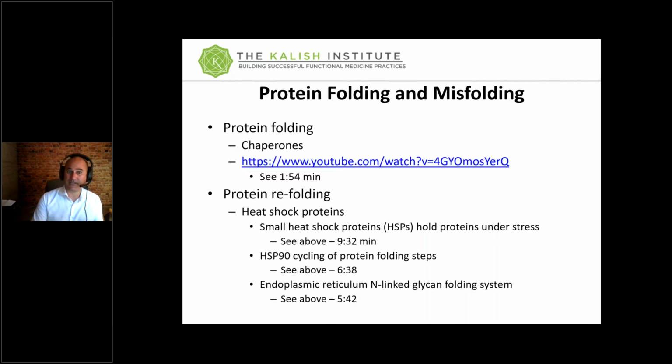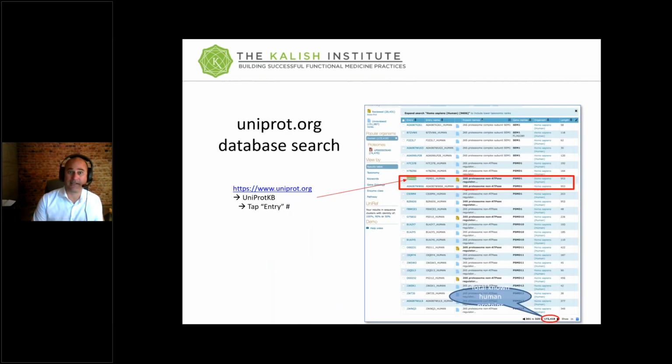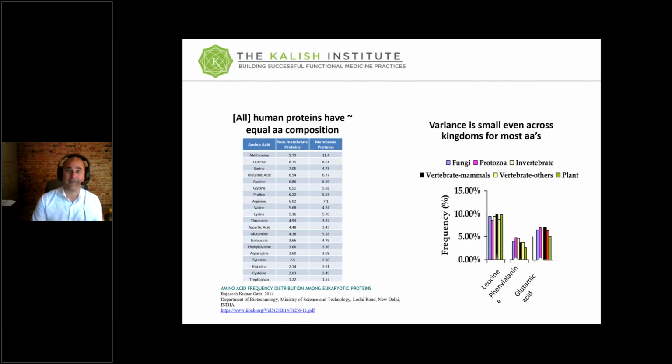And what happens with proteins is they fold in certain specific ways. I'm going to skip through some of these slides, but I want to show you the ones that I think are really important. Like this is really interesting: all human proteins have approximately equal amino acid composition, meaning that they're made from these same amino acids in similar proportions. Isn't that wild? Did you know that? I didn't know that. That's really, really important.